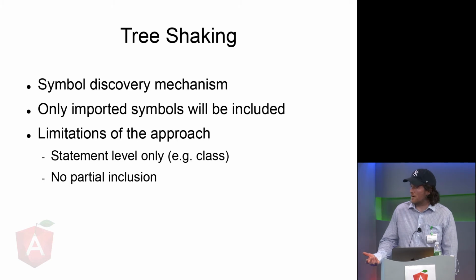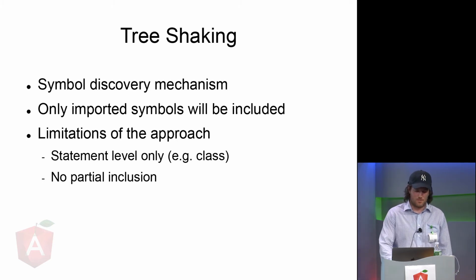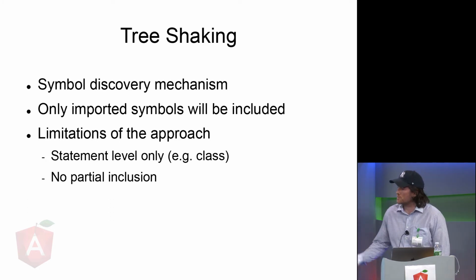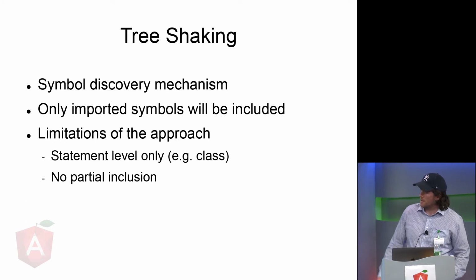So let's say, if we pretend that person service was much bigger and we had 10 methods in here and we only needed get person, there's no way for Rollup based tree shaking to actually strip off at the method level. It's really still limited at the class level, so you can't really do any fine-grained tuning like that.